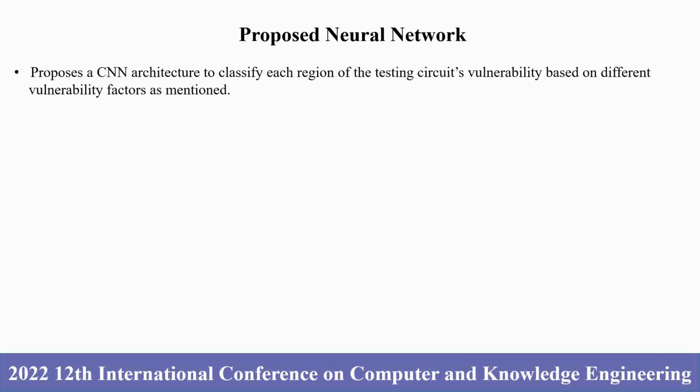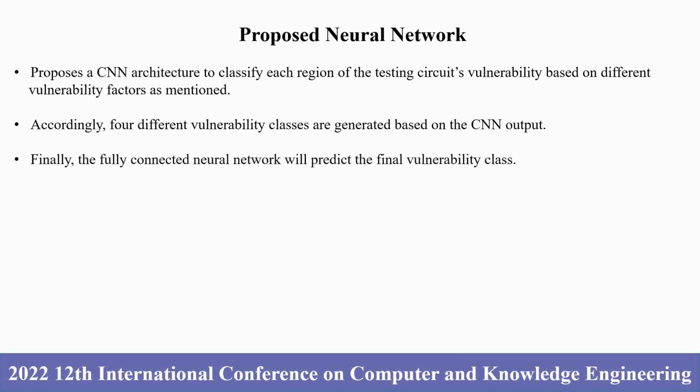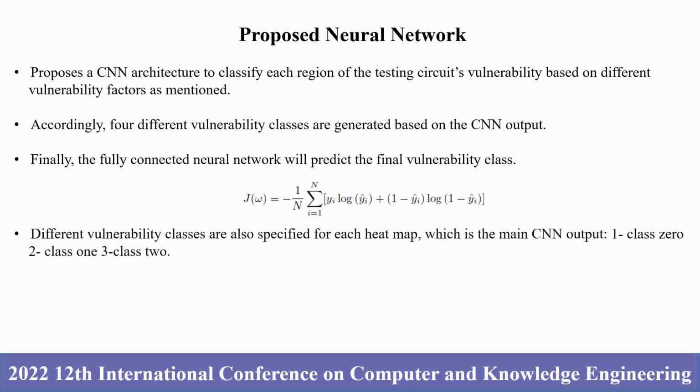So what is our proposed neural network? It proposes a CNN architecture since we have some heat maps as inputs to classify each region of the testing circuit vulnerability based on the different vulnerability factors I mentioned. Accordingly, 4 different vulnerability classes are generated based on the CNN output, and finally, the fully connected neural network will predict the final vulnerability class. We also use categorical cross entropy as a classifier in the neural network, which you can see its equation here. Finally, different vulnerability classes are also specified for each heat map, which is the main CNN output.